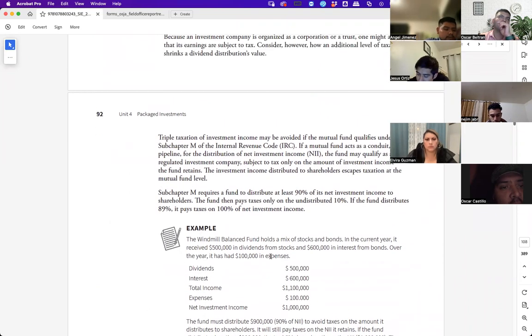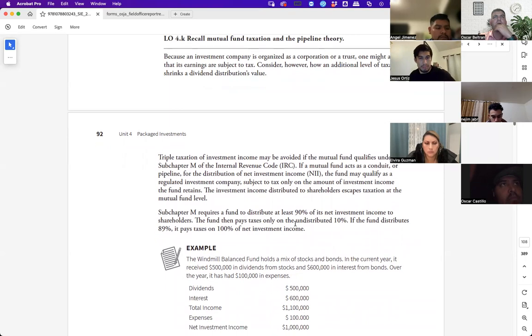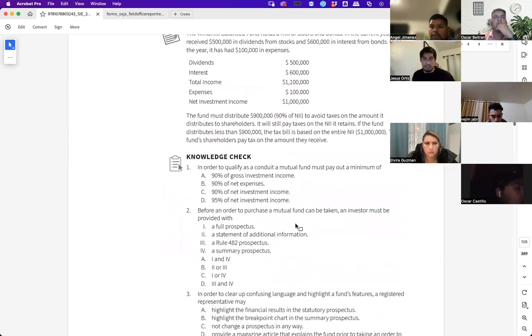And here it is. There is a way the fund can reduce its taxes, and that's if it distributes at least 90% of its net investment income to the shareholders. If it only distributes 89%, it's going to get taxed on 100% of the net investment income. So they're always going to distribute 90% or above to avoid that taxation. Okay, let's keep going.